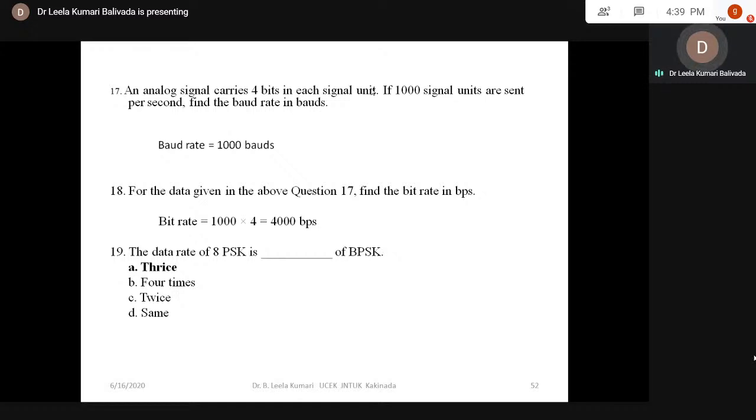The data rate of 8 PSK is dash of BPSK. Since 3 bits are transmitted per each symbol, the data rate of 8 PSK is 3 times that of BPSK, where in BPSK only 1 bit is transmitted per symbol. Therefore, option A is correct.